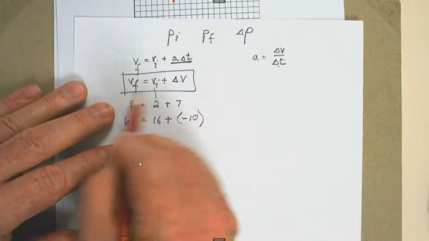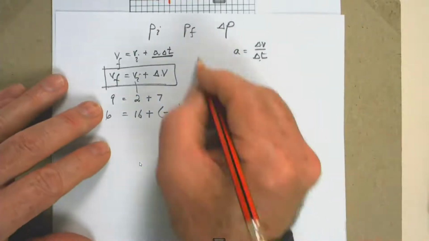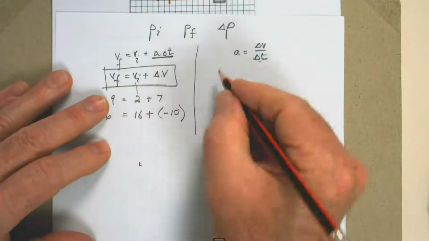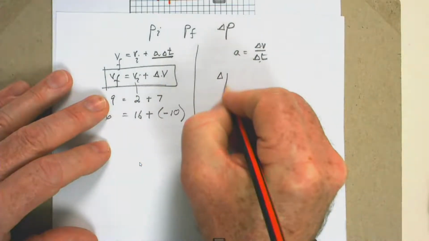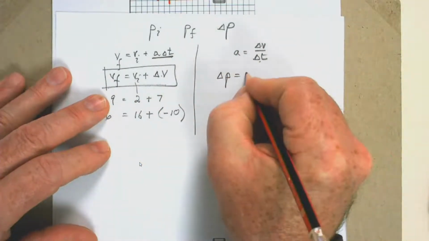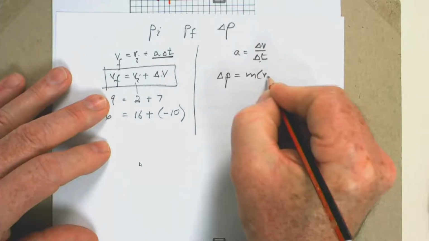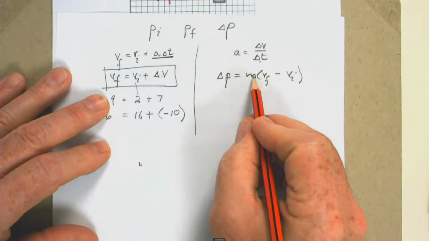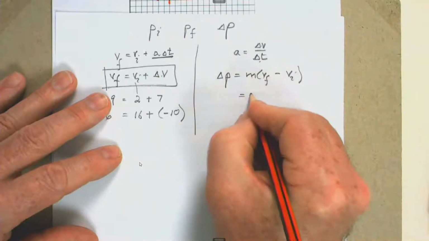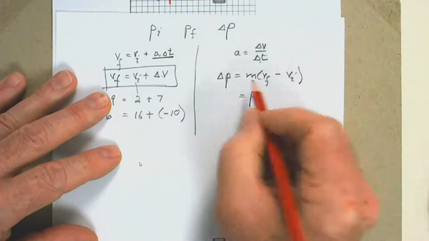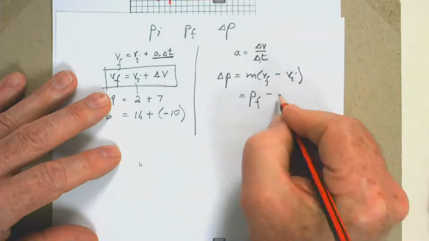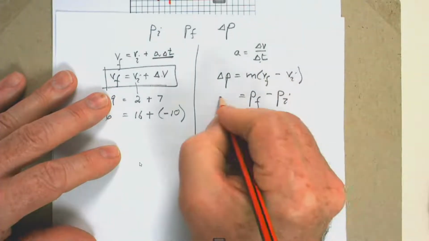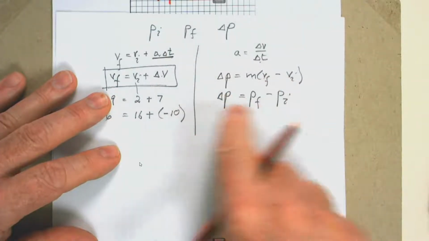Now look at this one. It is more or less familiar to what you know. So you know that delta P is the same as m times final velocity minus initial velocity. Now m times final velocity is final momentum, and m times initial velocity is initial momentum. So delta P is equal to this.